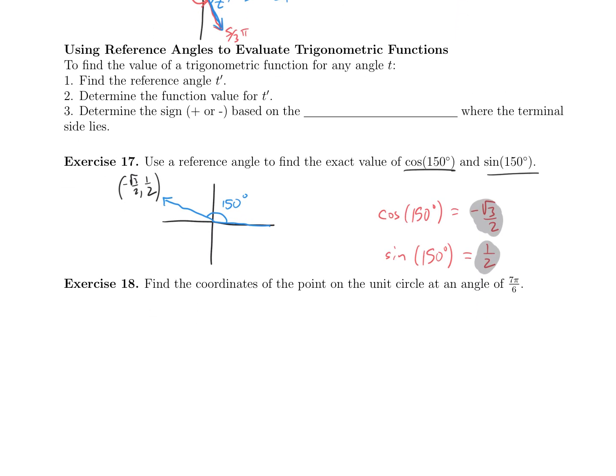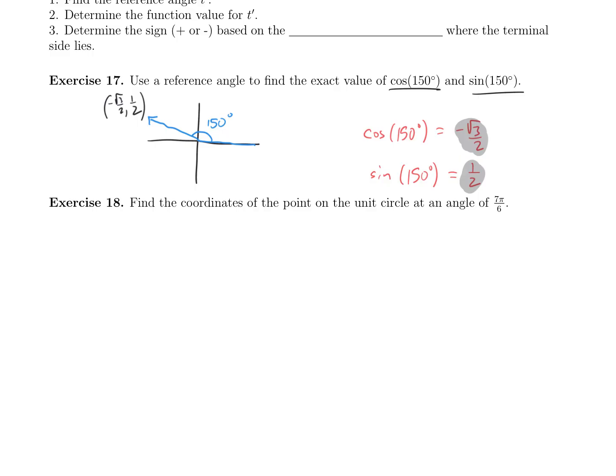Okay, let's try another one. This time the angle is given to us in radian form, but same thing, you just use your unit circle. It says find the coordinates of the point on the unit circle at an angle of 7/6 pi. If you draw the coordinate plane, 7/6 pi on your unit circle will be over here in quadrant number 3. So this is the angle 7/6 pi. If you look at the coordinates of that angle, you will see that they are negative radical 3 over 2, comma, negative 1/2.